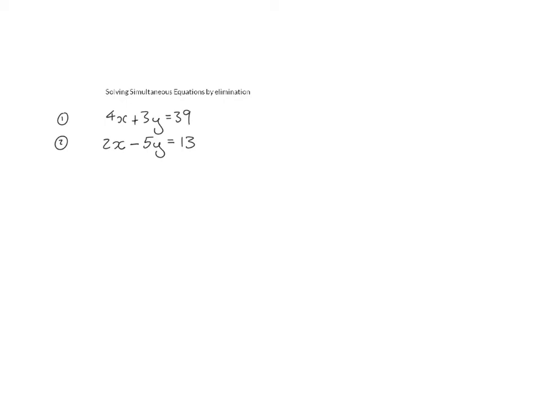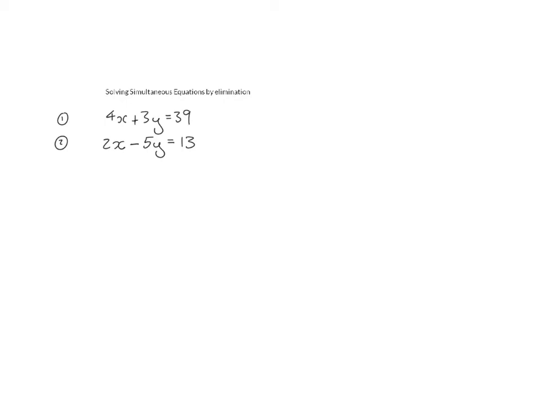Anyone got any other suggestions? Because that's not the only way. Times the bottom one by 2. I think that's the easiest way. There is one other way that you could do it. Could you divide the top one? Yeah, you could, but what's the problem with doing that? You end up with decimals, which is just horrible. So we try and avoid decimals, but you could do it.